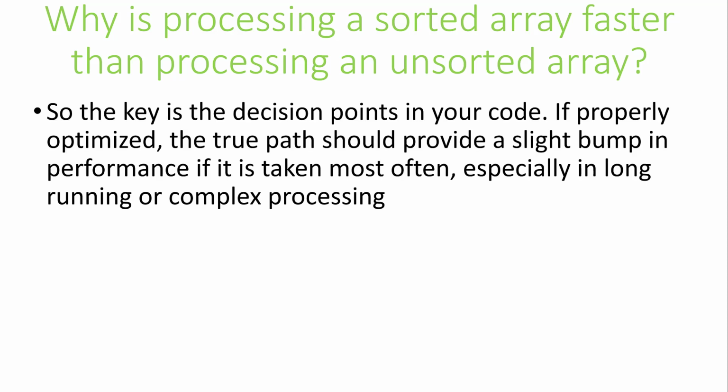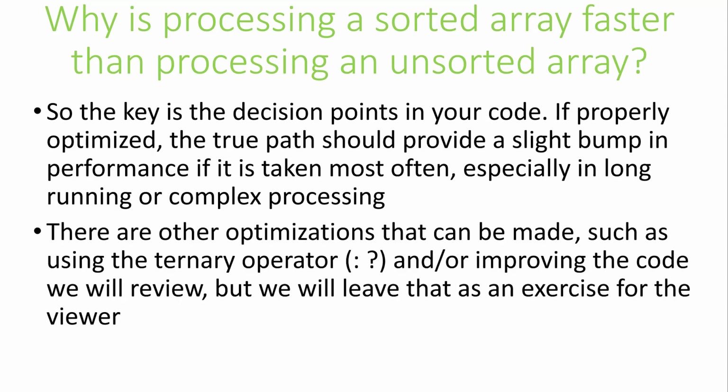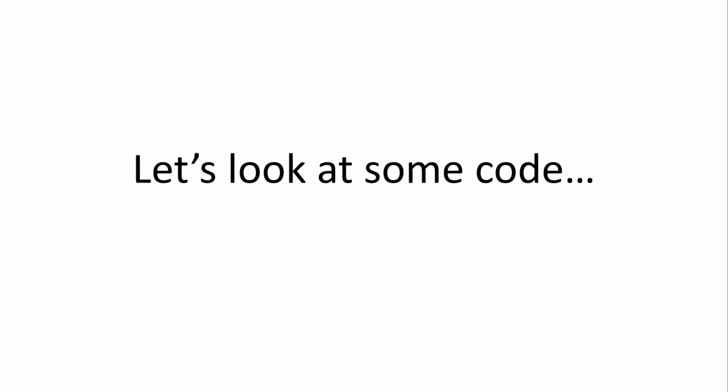So the key is the decision points in your code. If properly optimized, the true path may have a slight performance increase if it's taken most often. This will be most obvious in computationally complex processing. There are other optimizations that can be made as well using the ternary operator. The underlying instructions that are generated may be slightly more efficient than a conventional if-else statement. Now let's take a look at some code.